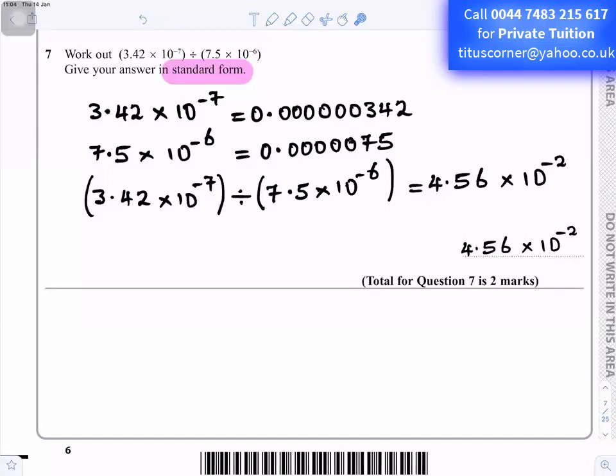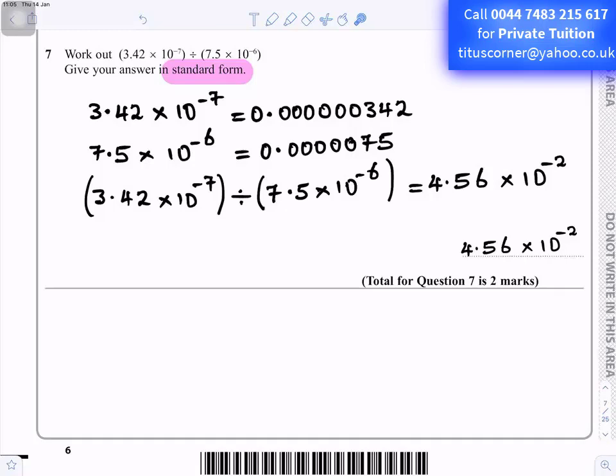Question number 7. Work out 3.42 times 10 to the minus 7 divided by 7.5 times 10 to the minus 6. Give your answer in standard form. You can just put this in your calculator and it will give you the answer, and you can use your calculator to change the answer to standard form.